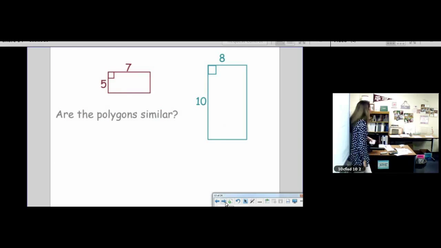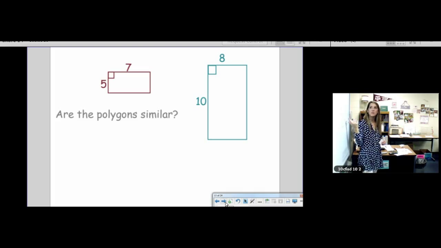All right, here are two polygons. Are they similar? You can't say that without doing any math. So their angles have to be congruent. Are their angles congruent? Let me just tell you they're rectangles. So all of these are 90 and all of these are 90. Are their angles congruent? Yes. Okay, now are their sides proportional?